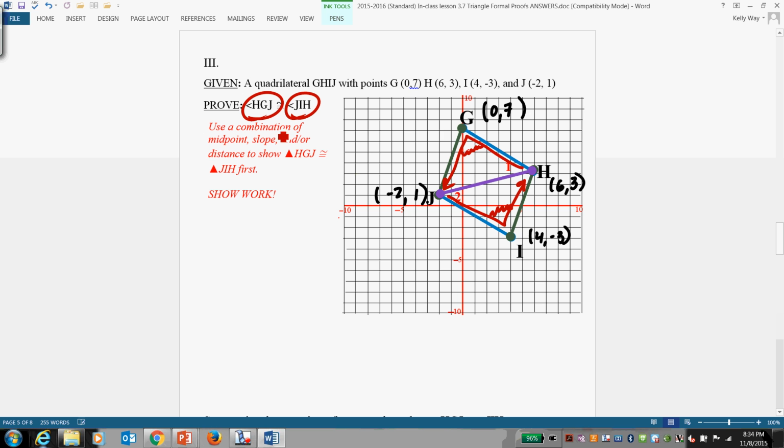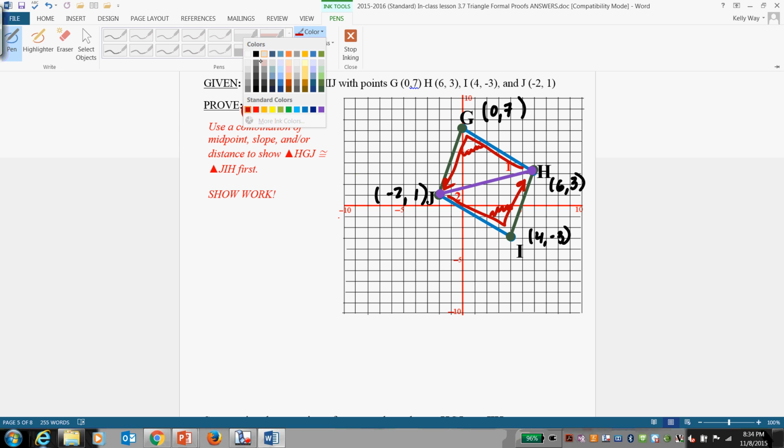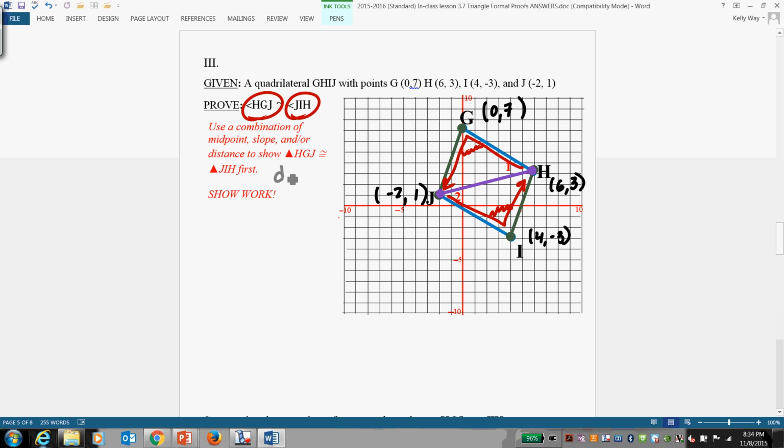Okay, now look, when we're dealing with a coordinate plane, there's only 3 things we get to work with. We get to work with the distance equation, slope equation, and the midpoint equation. Get your classmates to say that. Distance gives us length. Slope will give us parallel or perpendicular. And midpoint will show things have been bisected.